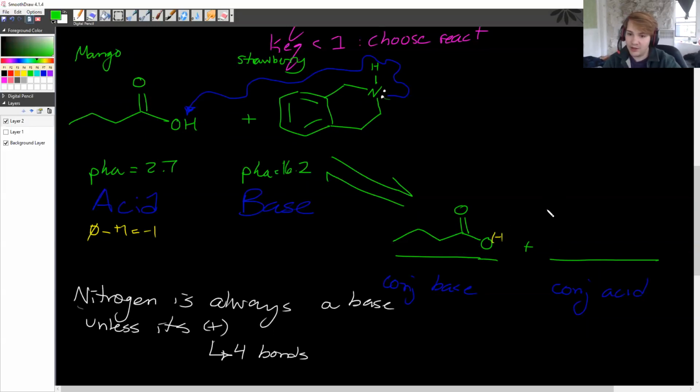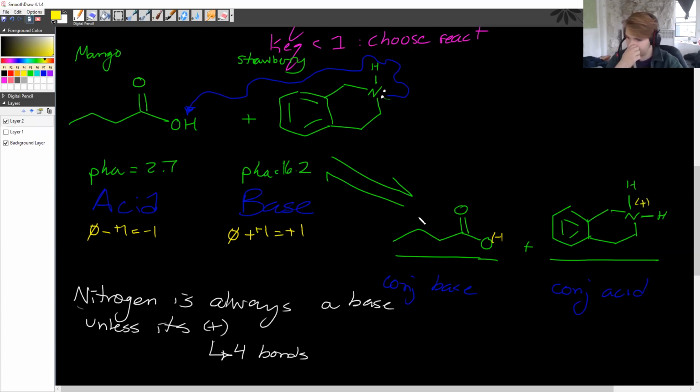And then for strawberry, I'm going to have to move this. Strawberry is going to gain that second hydrogen right on the nitrogen. And what we could say is that it was originally neutral. It gained that positive charge, and now it has a +1 charge. With me so far? Perfect.